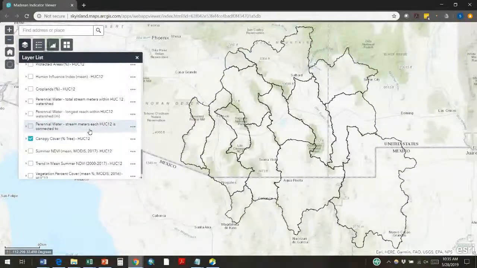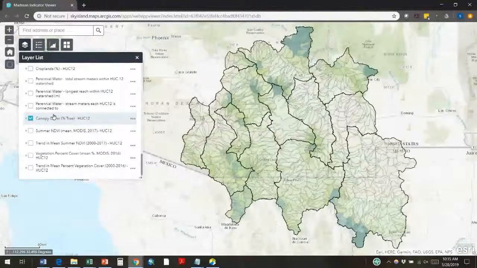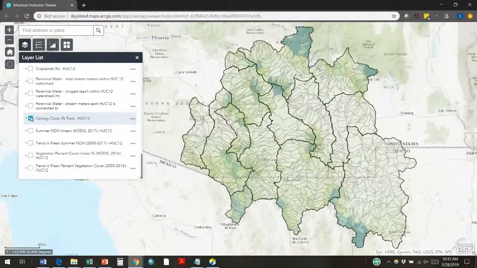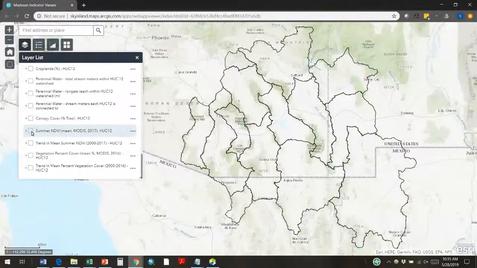Then we have the percent tree. This is trying to get at canopy cover. It's that same MODIS VCF data. So this is the percent of each HUC-12 that is tall trees. And then just a few more.